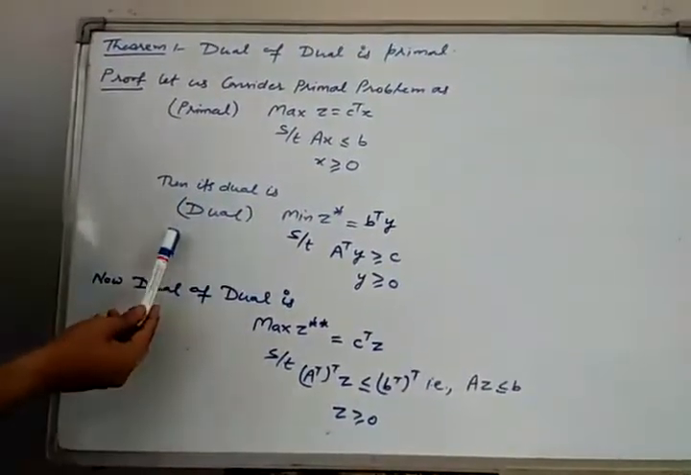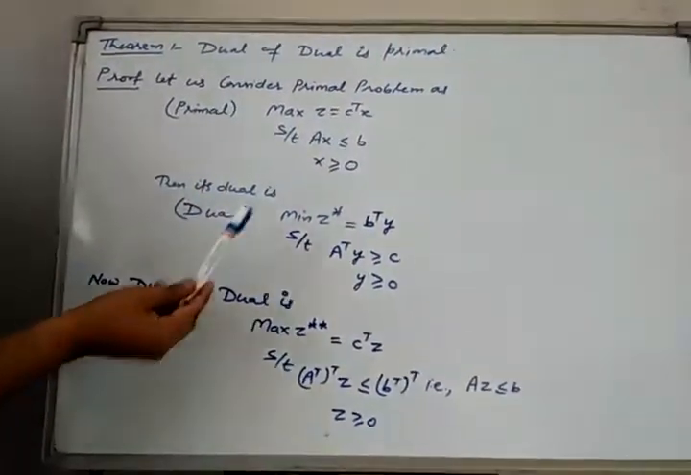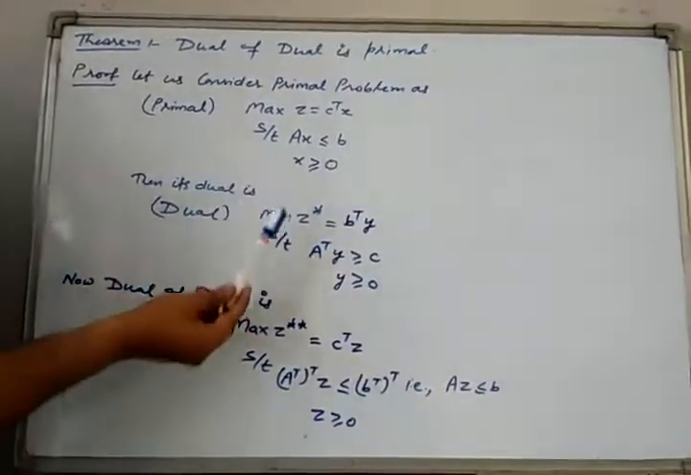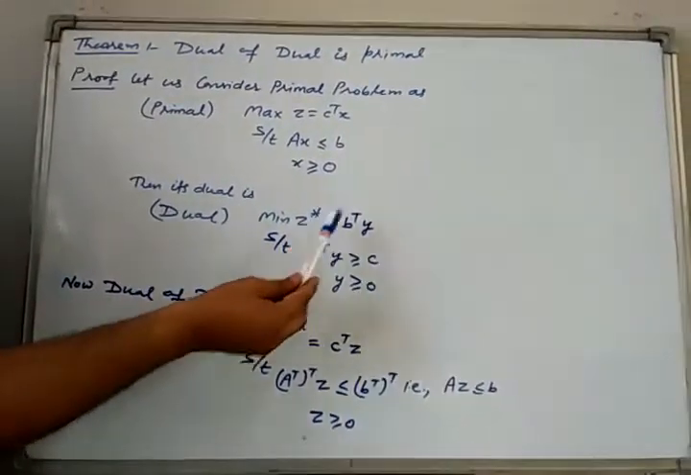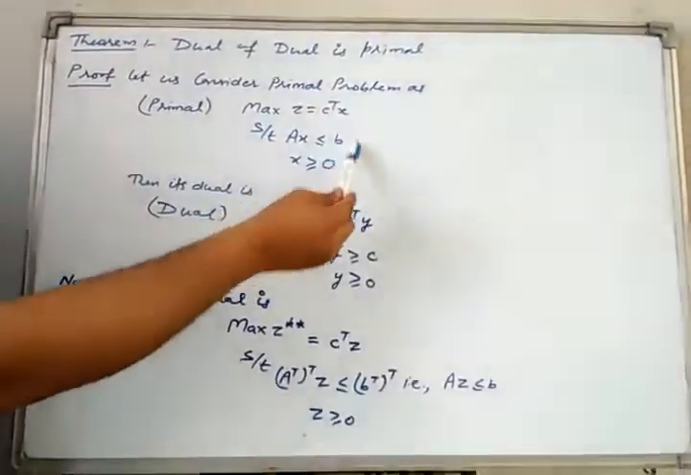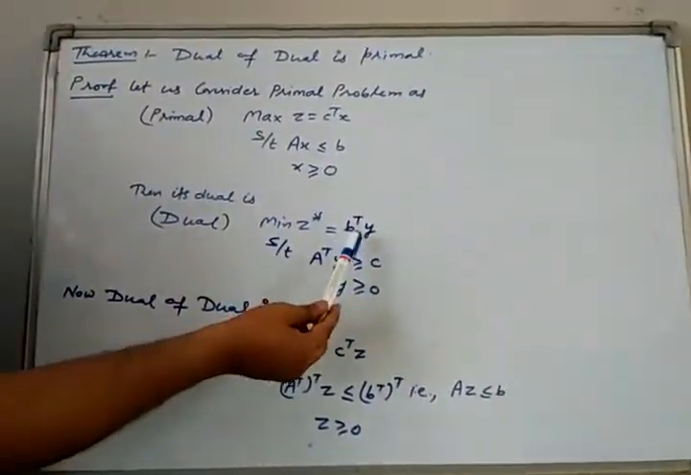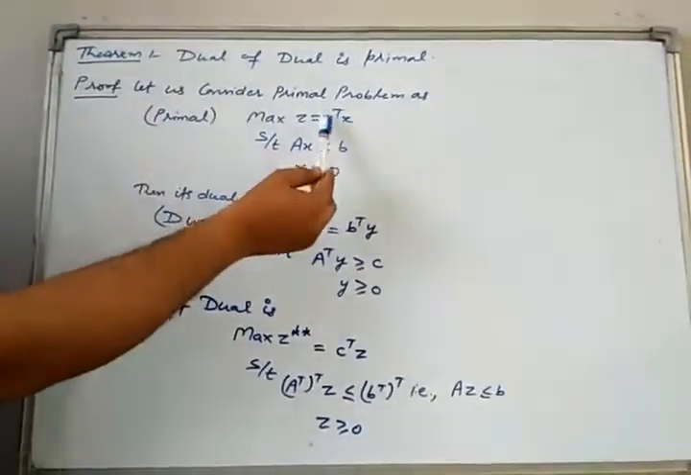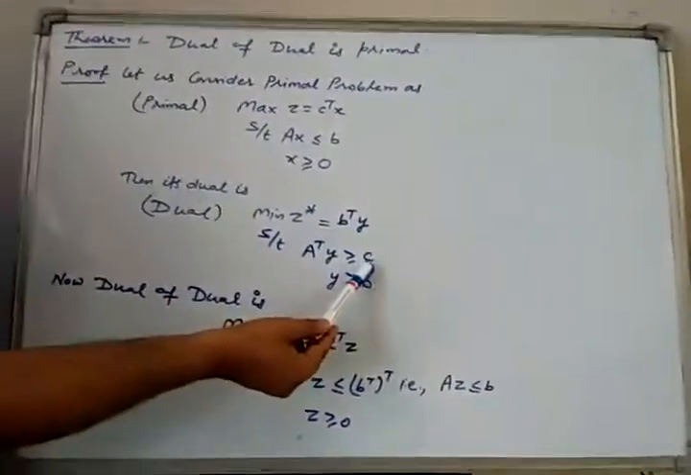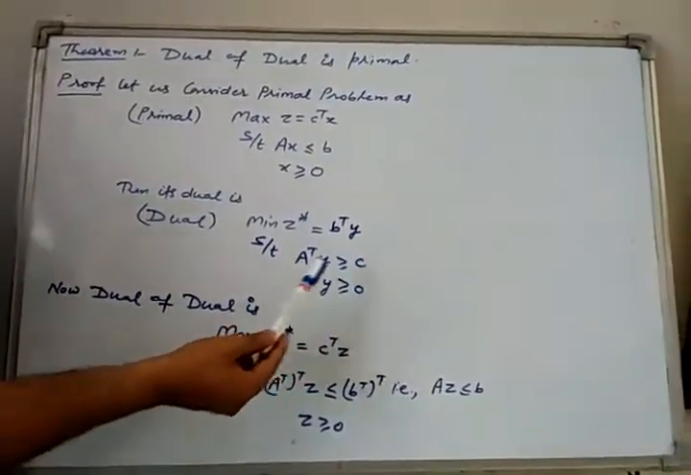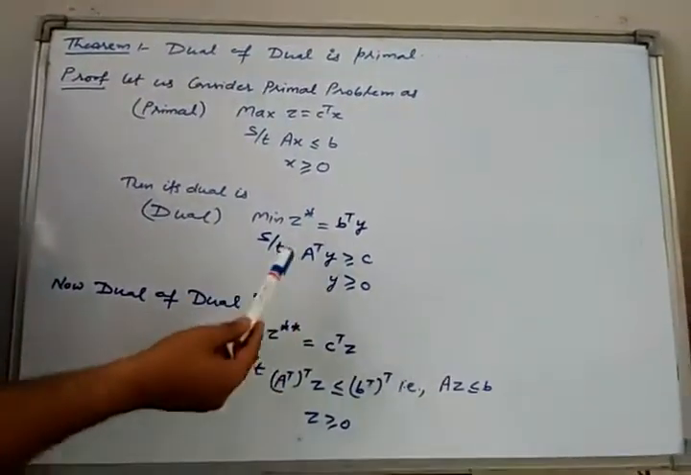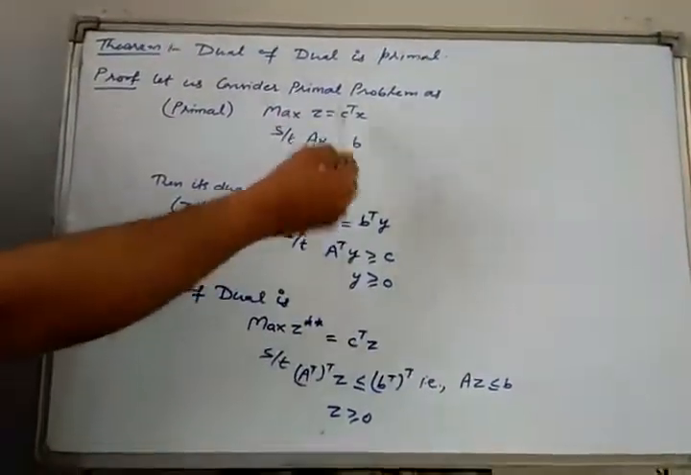Now how do we form its dual? I have already discussed this. Its dual is to minimize z star, the objective function. The right hand side of the primal problem becomes the cost coefficients of the dual problem, and the cost coefficients of the primal problem become the right hand side of the dual problem. Therefore, this is the dual of this primal problem.